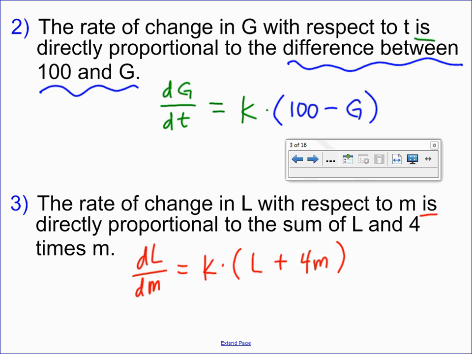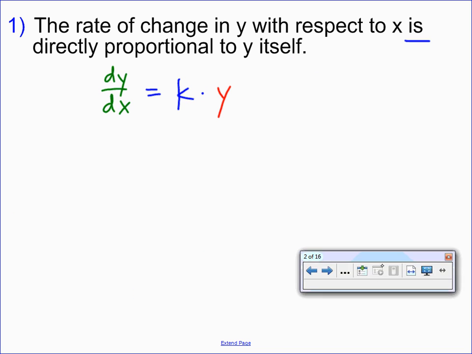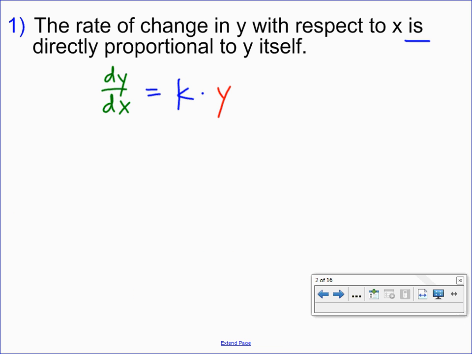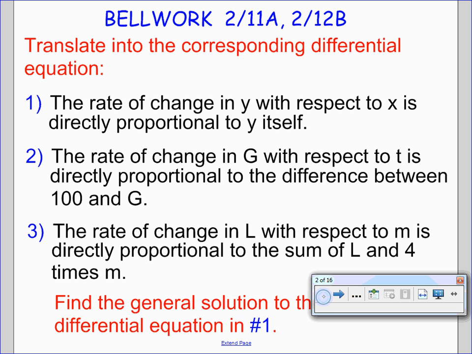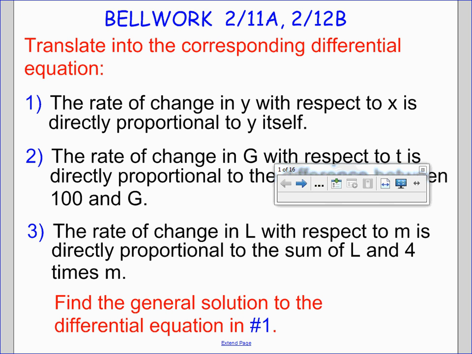In any case, we're going to find the general solution to each of these throughout the course of today's notes. We need to be able to do number 1 for sure at this stage in your life, and then we're going to expand that today. So let's go back and find the general solution to the differential equation in number 1.